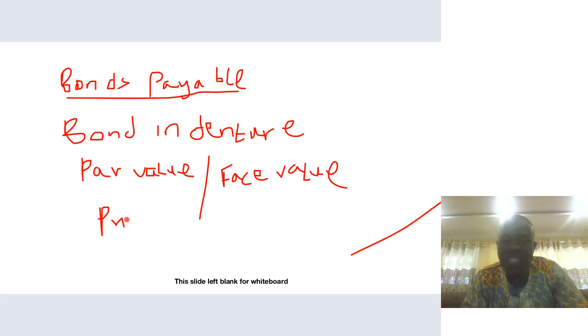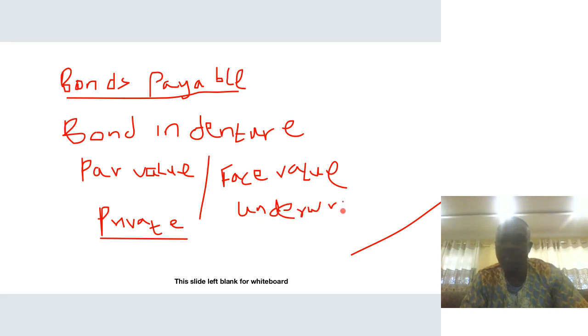So they can sell it directly, privately, to very large corporations. Like in Kenya, we have Safaricom, a large corporation. We have maybe KCB, so you can sell to them directly, privately, or you can use an underwriter to help you in selling the bonds. So that is how you can decide to sell the bonds, either privately or publicly through underwriters.